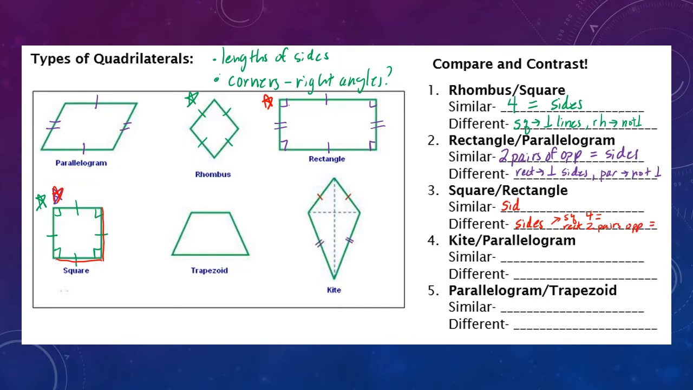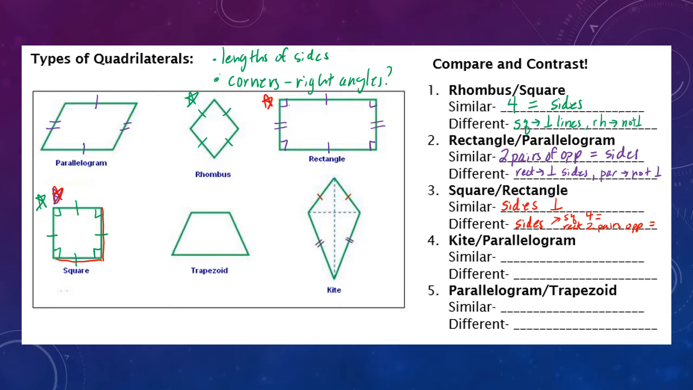And then when we're talking about the similarities, which I should have done first, I apologize for that, they have four right angles. All of their sides are perpendicular to each other. So I'm going to say that their sides are perpendicular.